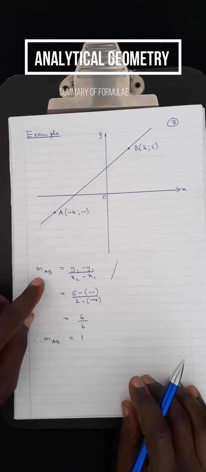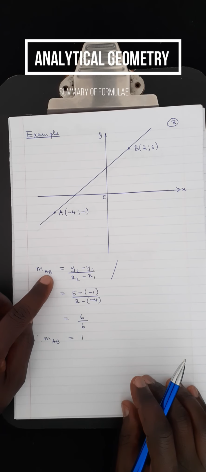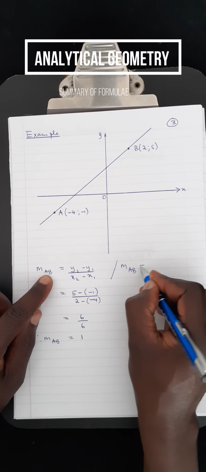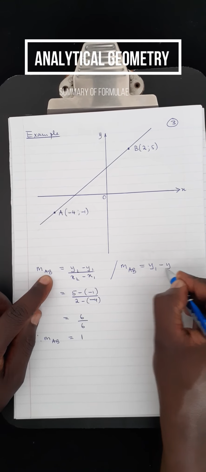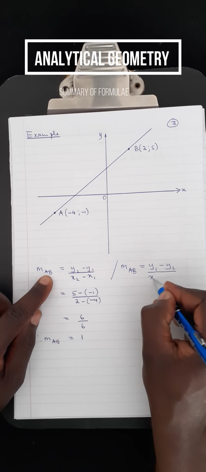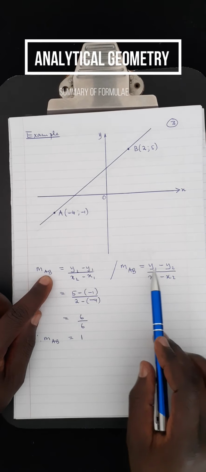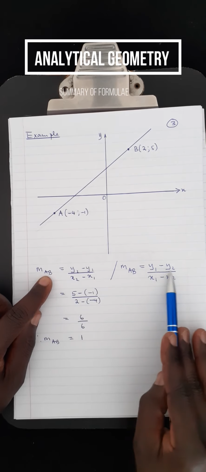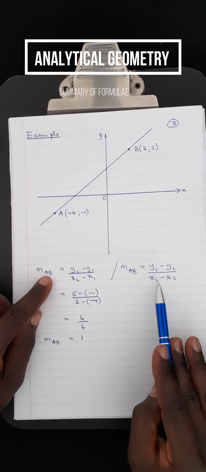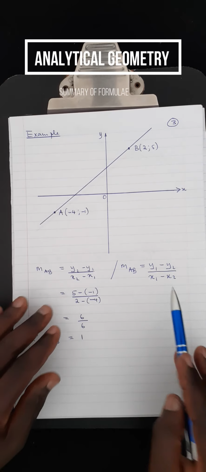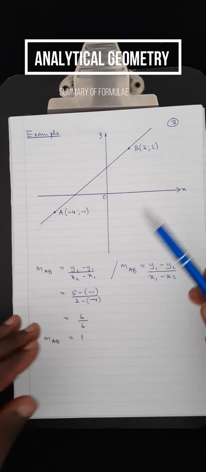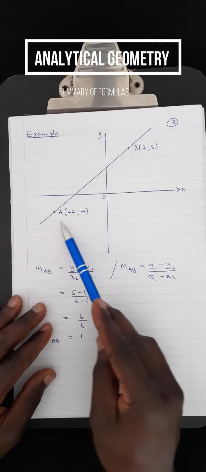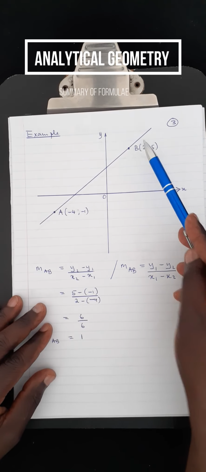as I mentioned earlier, for the gradient of AB we can also use the formula: gradient of AB is equal to y1 minus y2 divided by x1 minus x2. You see there's a slight difference here. It's y2 minus y1, 2 minus 1, but here we have 1 minus 2. So I'm trying to explain that the order in which you name your points is insignificant. You can call A your first point or second point, or vice versa.